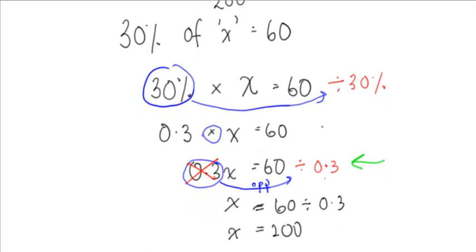So hopefully this video helped. And just remember that the word of gets changed to multiplication, and you have to bring the percentage term to the other side, so that way the unknown variable is by itself. We want x by itself, and that's what we got here, by moving it over to that side.